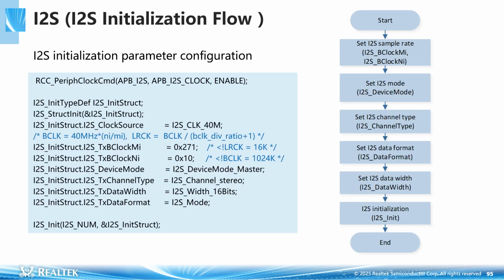The initialization process for I2S is shown in the figure, which includes configuring the following parameters. Step 1. Set the sampling rate. Step 2. Set the transmission mode. Step 3. Set the channel type. Step 4. Set the data width for transmission. Step 5. Set the data format.